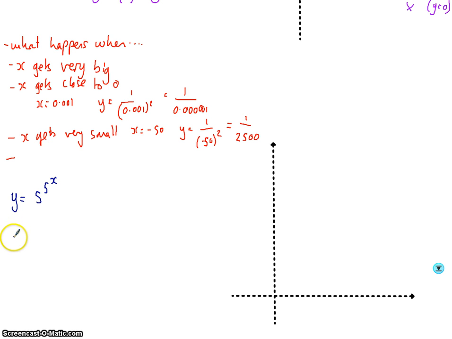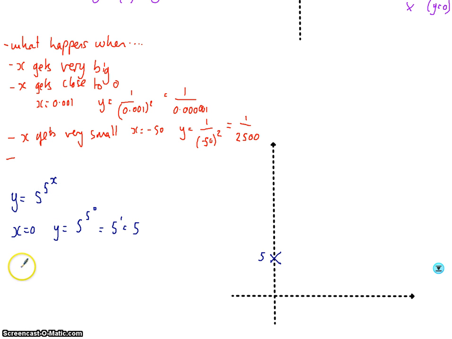What happens when x equals 0? So this is the y-axis, right? Well, when x equals 0, we get y equals 5 to the 5 to the 0. Well, we know 5 to the 0 is just 1, so that's 5 to the 1, which is 5. Okay, so it's going to cross at 5. And actually, this is a graph whose shape we already know.